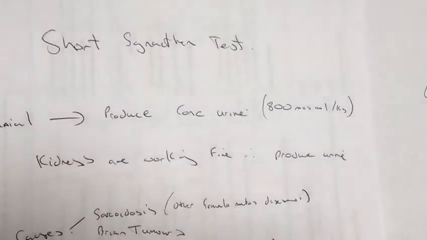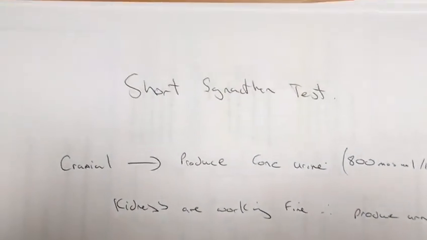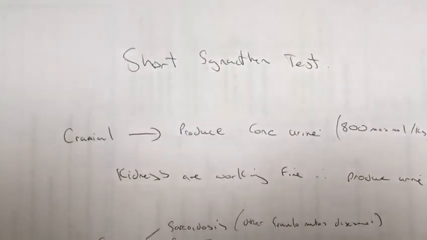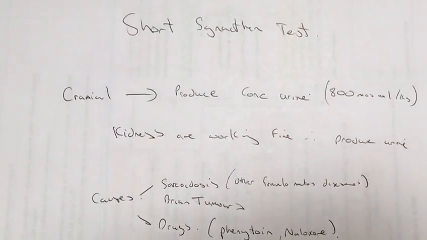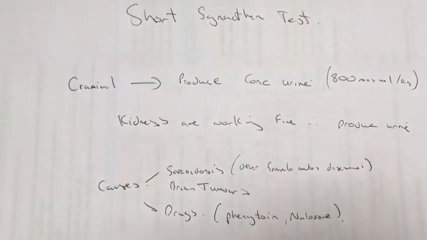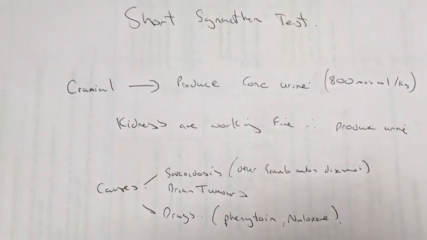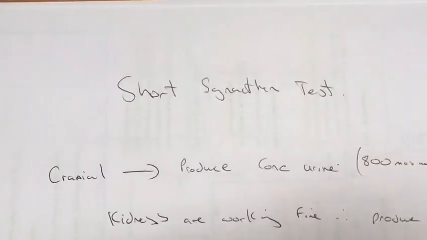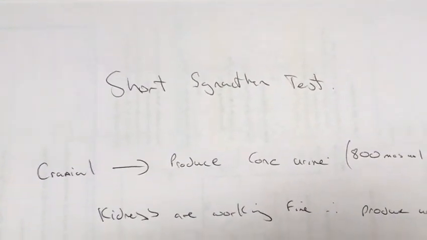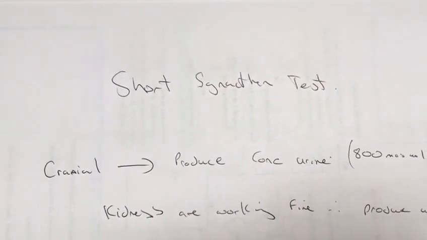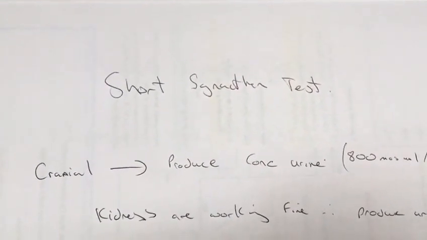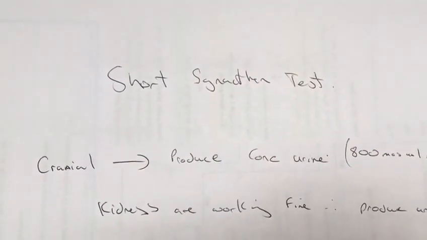Okay, then you have these two groups of people left. It's either a cranial problem or a nephrogenic kidney problem. So this is when you do the short synacthen test, and this is an injection of synthetic ADH. It's sometimes called desmopressin.